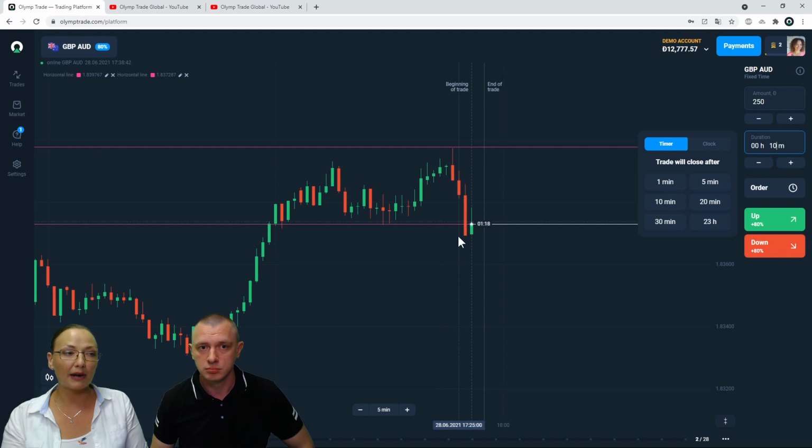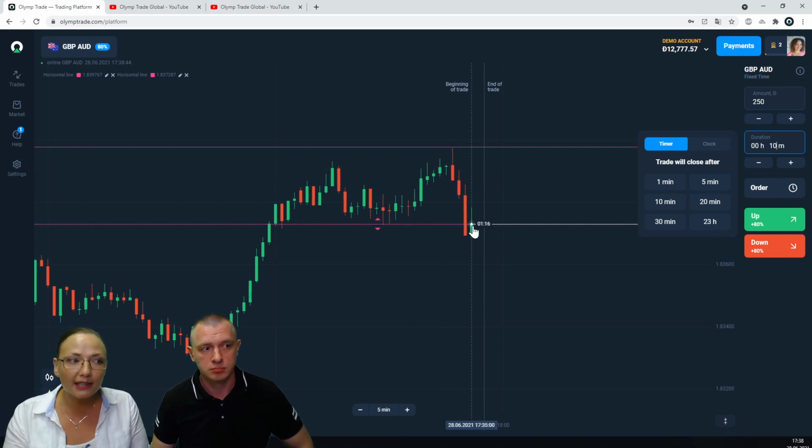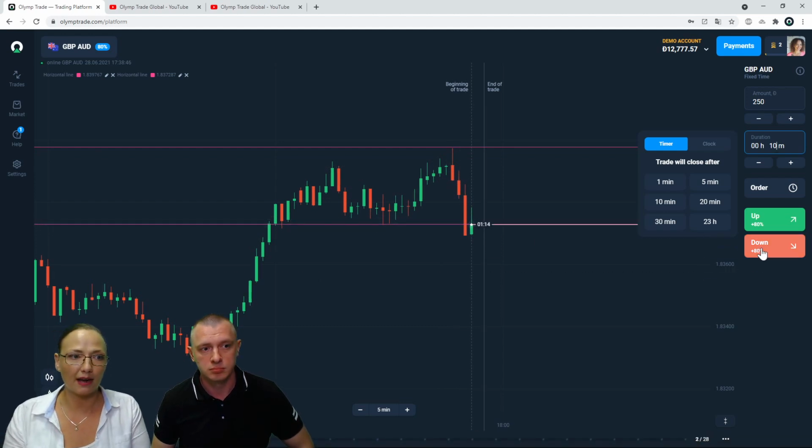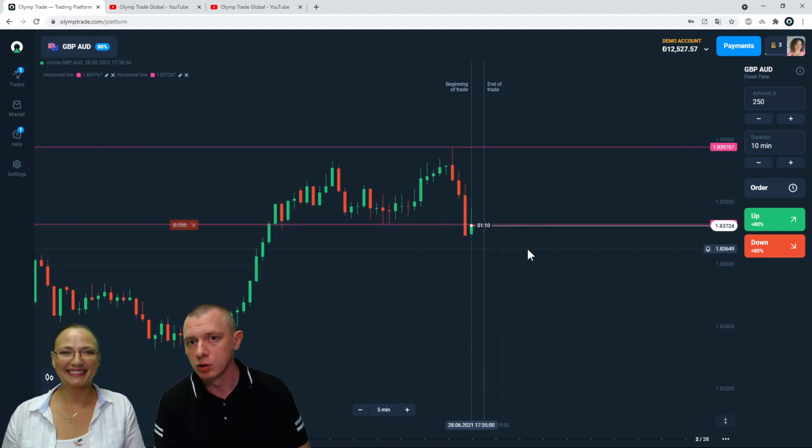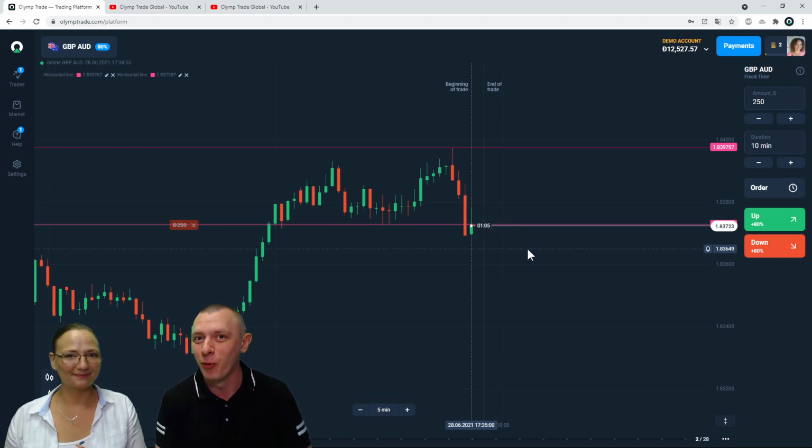As you can see, we have a breakout. The price is trying to retest this level, and I'm going to try and trade down for 10 minutes, my friends. That is why, my friends, it's really important to analyze where the price is likely to go, and please don't open random trades.